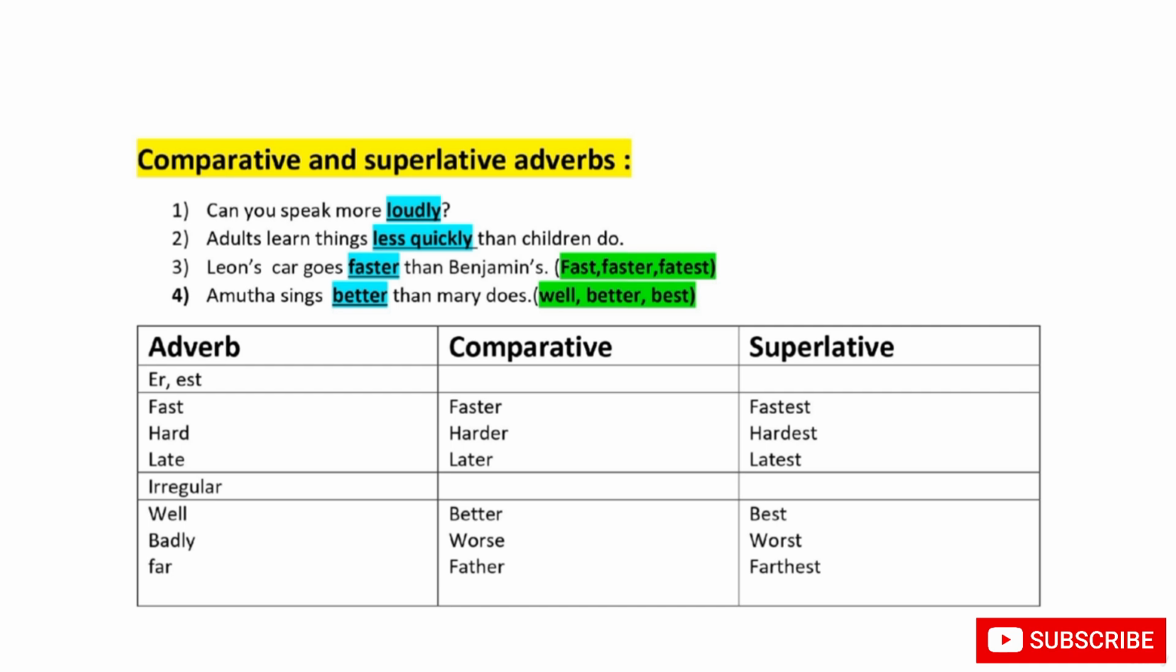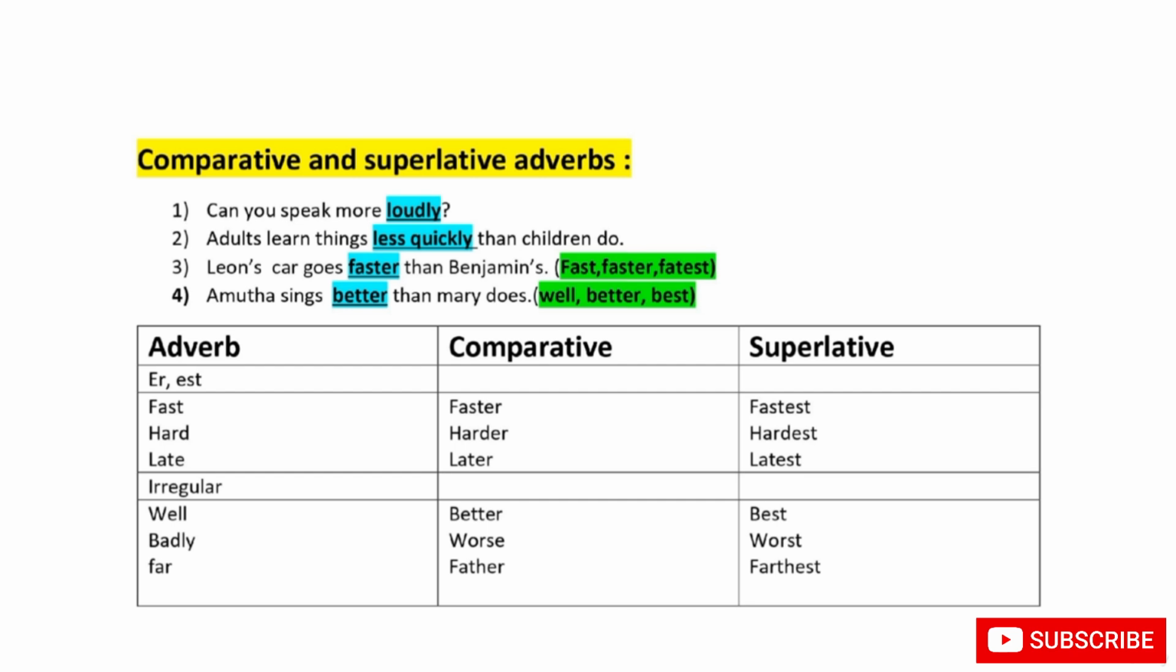Okay, let's discuss them. In number 3, Leon's car goes faster than Benjamin's. Now the word fast can be an adjective if it modifies a noun or pronoun, or it can be an adverb. Like here, it gives information about the verb goes. And the comparative form is always faster. It's not more fast or fastly. Both of those are errors, never say them. And the superlative form of fast is fastest. Like if you want to say, Leon's car goes the fastest.